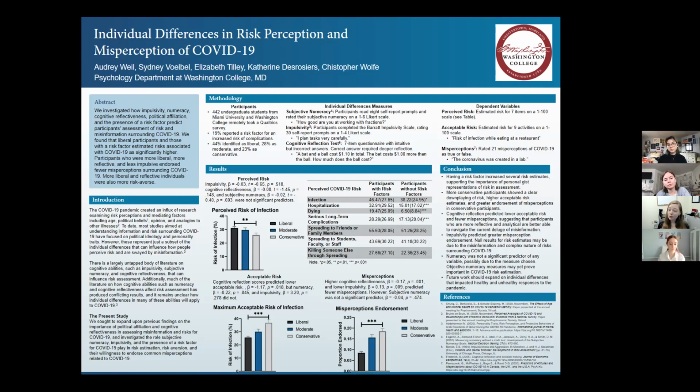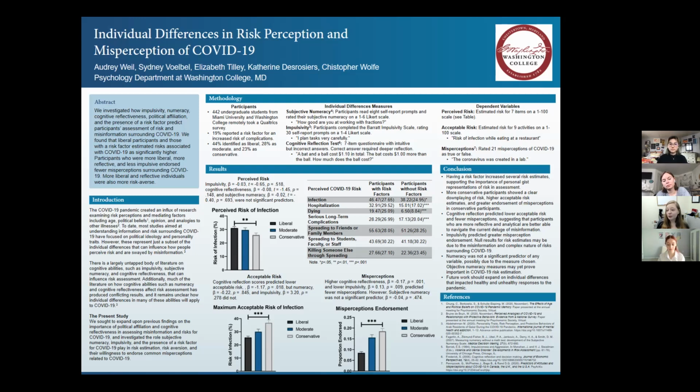Combining this with our previous graph, you can see a kind of problematic trend where conservative participants view risks as lower, but are more willing to accept risks. So you can see how these might work together to produce some unhealthy behaviors that are more risk-taking.